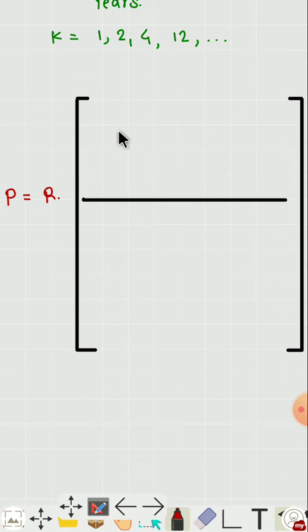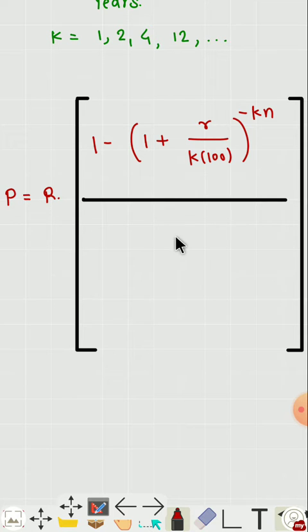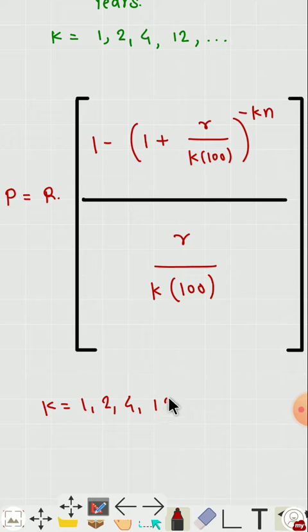and in the numerator I will write 1 minus, inside the bracket, 1 plus R divided by k times 100, whole bracket raised to the power minus kn, and again divided by R upon k inside the bracket 100. k may take values either 1, 2, 4 or 12.